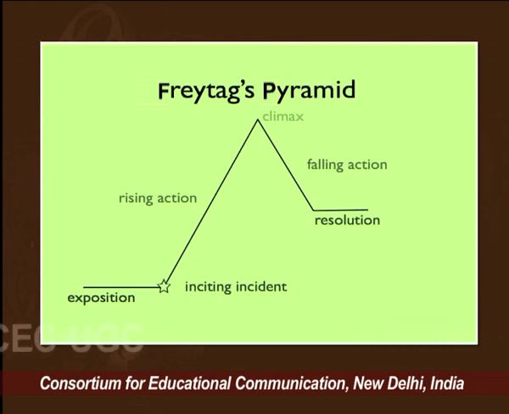So in the exposition part you have a house, a family, a small boy. Then the inciting incident propels him, maybe he receives a phone call, which propels him to run out of the house. In the rising action part he is abducted, and then in the climax part he meets a girl, and in the falling action all these things happen. So this is what the Freytag pyramid is broadly all about.